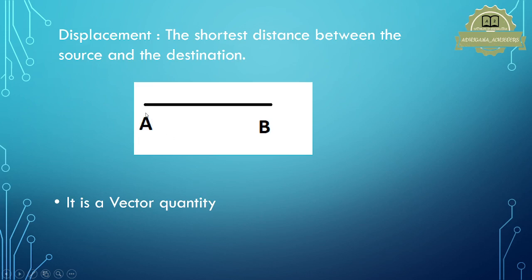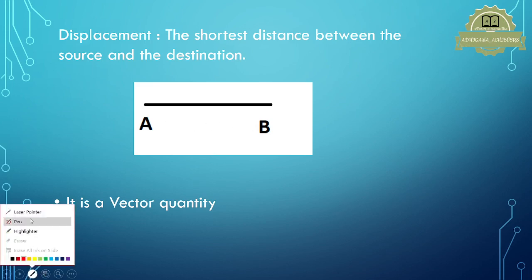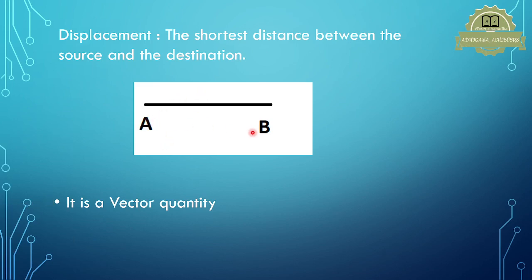Distance is a scalar quantity and it involves randomness, that is, it can go however we go, and we have to calculate all the paths. But here I have to find out the shortest path between A and B, which is the shortest path between these two. That is called my displacement, and it involves both magnitude as well as direction, like weight. Weight involves gravitation, so it involves direction also.